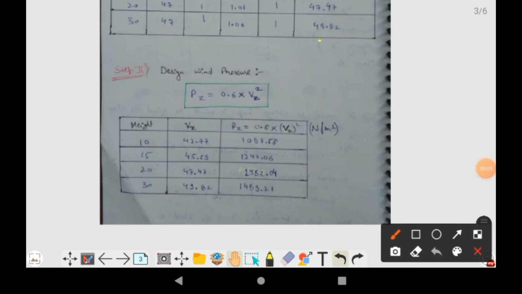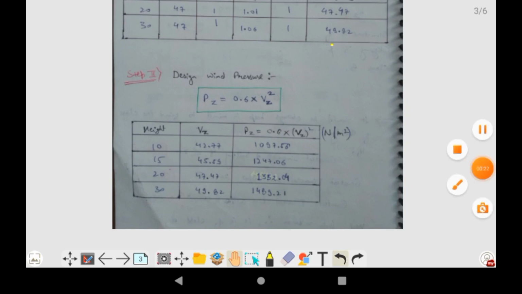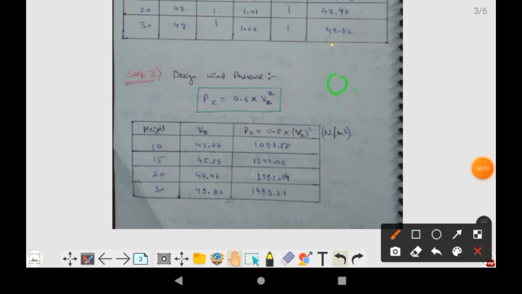So in the second step we are going to find the design wind pressure, that is denoted by Pz. The formula for the calculation of Pz is 0.6 into Vz square. Let me just write it for you so you will not be confused. It is 0.6 multiplied by Vz square. So this is the formula for Pz.